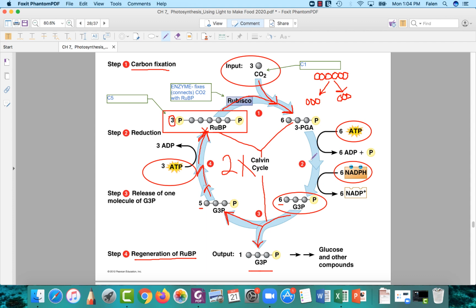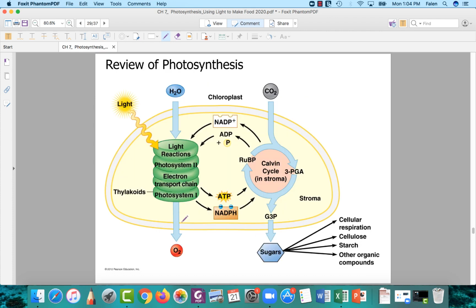6 PGA is going to be converted into 6 G3P, with the help of ATP and NADPH. Now we have 6, 1 G3P is going to leave, okay, another one. So in one photosynthesis cycle, we end up with 2 G3P molecules outside of the cycle, which is exactly what we need to make glucose and other compounds. Okay, and then of course we go on. With the 5 G3P left, we need to regenerate RuBP, so we do so and the cycle goes on and on and on. That is the Calvin cycle.